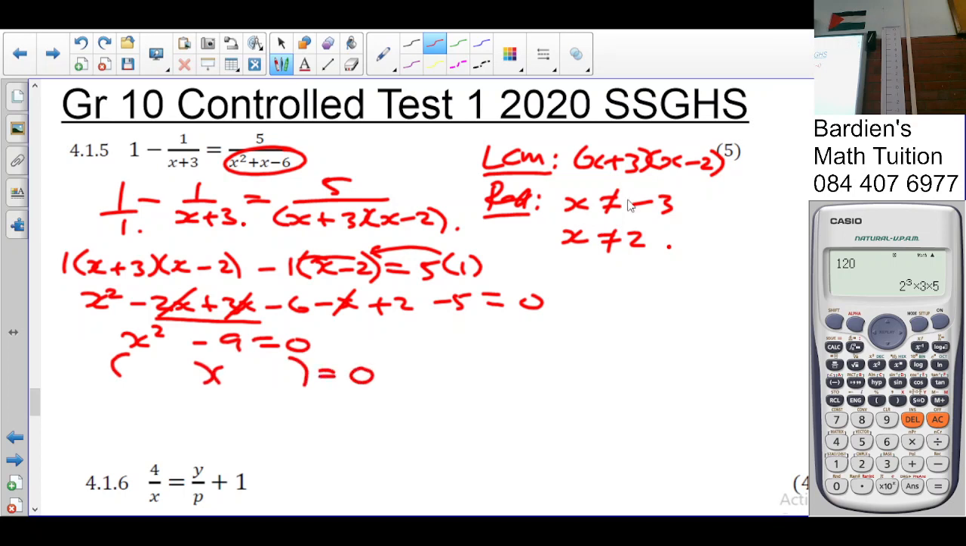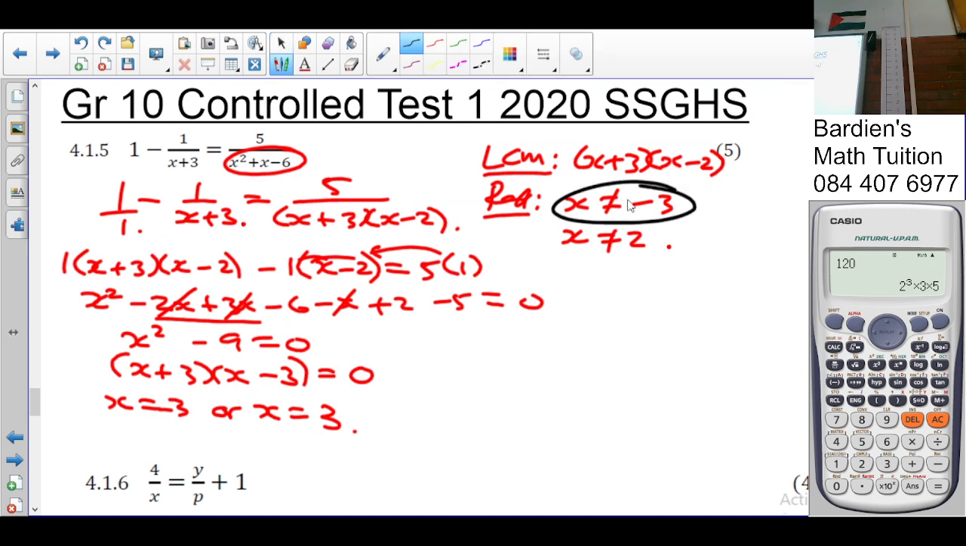Difference of 2 squares. So it's going to become x plus 3, x minus 3. So x plus 3 is equal to 0, so x is equal to minus 3. Or x minus 3 is equal to 0, x is equal to 3. But we are told that x can't be equal to 3 according to the restriction. So x can't be this one. Not so?